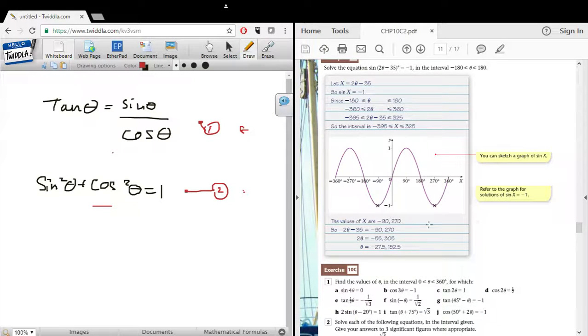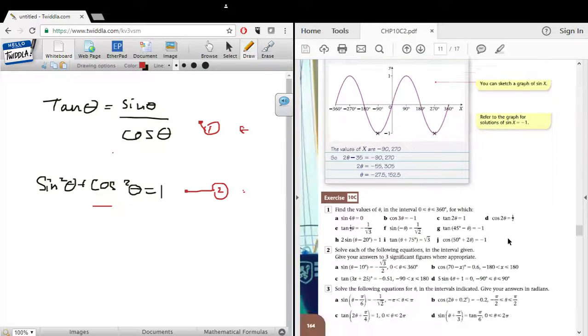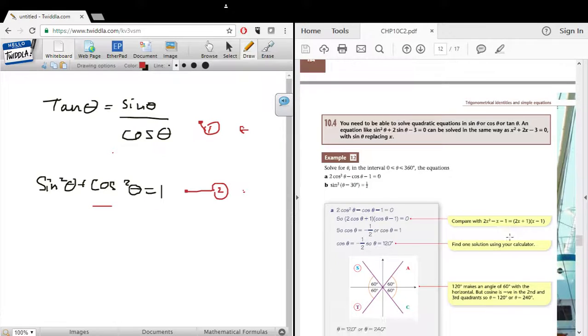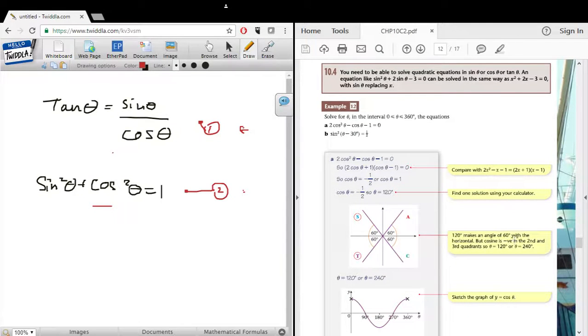And just to outline where we got minus 90 and 270 from, it's just from observing the graph. You can see that it touches the point minus 1 on the y-axis. It matches the minus 1 point on the y-axis at minus 90 degrees and 270 degrees. And here are some examples for you to go through, some exercises.